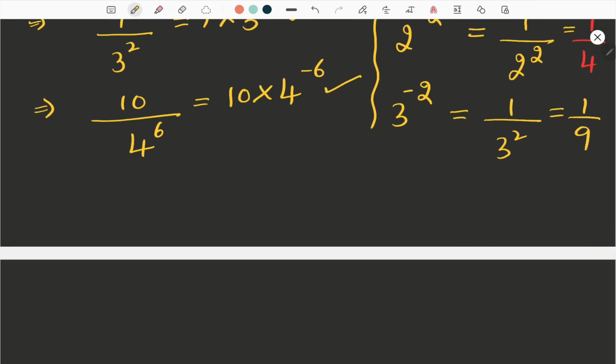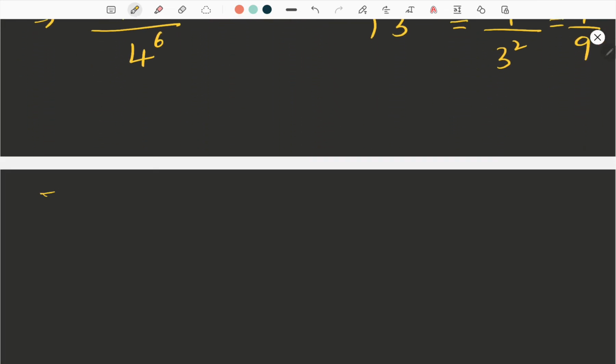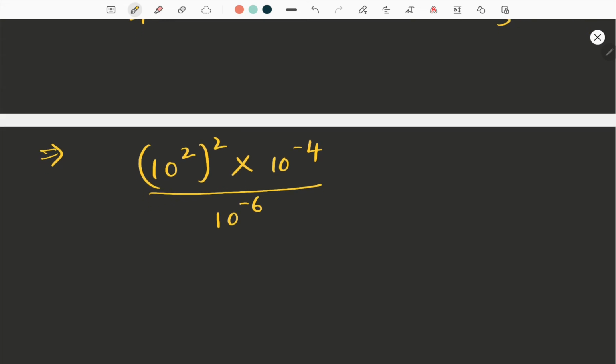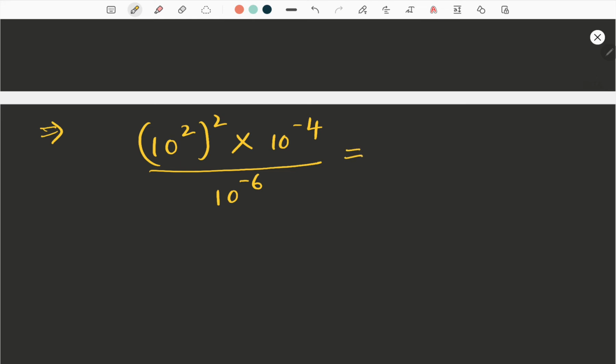How we use it in physics problems is, you will end up getting something like 10 to the power 2 all to the power 2 into 10 to the power minus 4 divided by 10 to the power minus 6. Now, how are you going to solve this? You are going to use all these laws of exponents. Alright, how are you going to do it? Tell me. So, the answer will be 10 to the power 2 into 2, it is 4, into 10 to the power minus 4. Correct? And when you bring this 10 to the power minus 6 above, it becomes 10 to the power plus 6. Correct? Alright, I hope you are understanding.